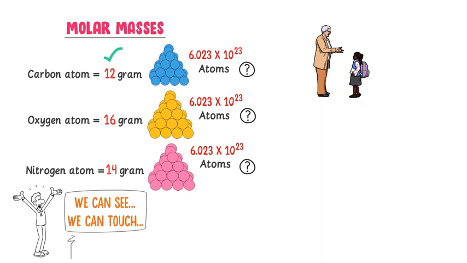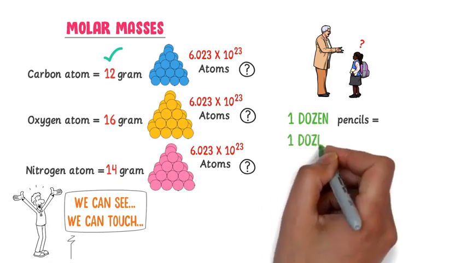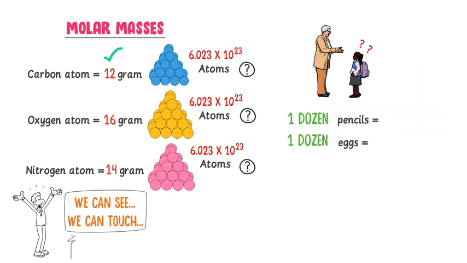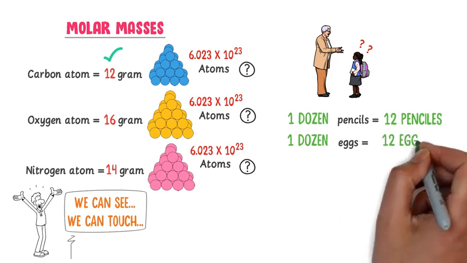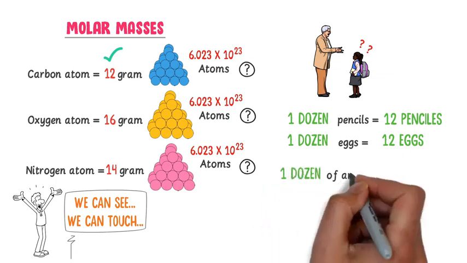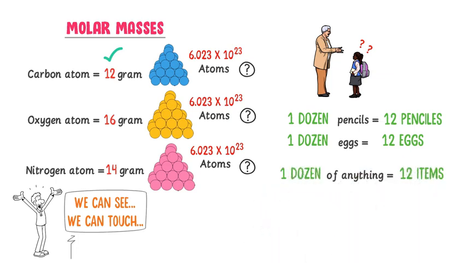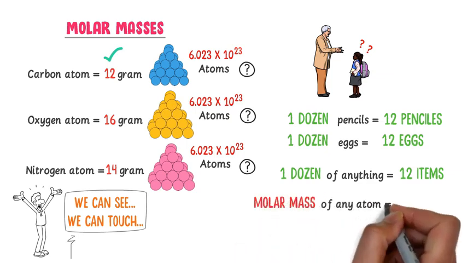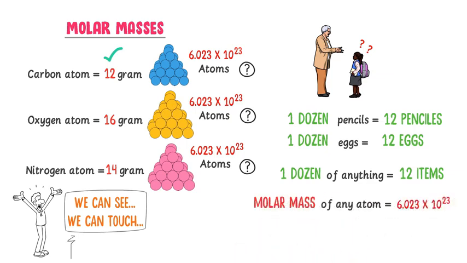Well, if I ask you to give me 1 dozen pencils, how many pencils will you give me? If I again ask you to give me 1 dozen eggs, how many eggs will you give me? Well, you will definitely say 12 pencils and 12 eggs, because you know that 1 dozen pencils is equal to 12 pencils and 1 dozen eggs is equal to 12 eggs. So we can write that 1 dozen of anything is equal to 12 items. Similarly, the molar mass of any atom is equal to 6.023 × 10^23 atoms.